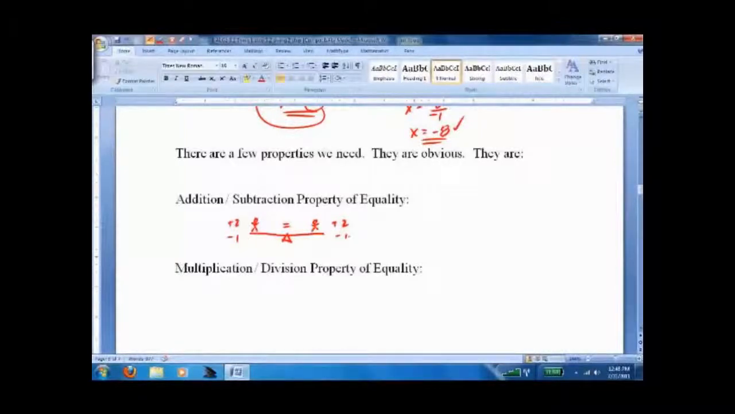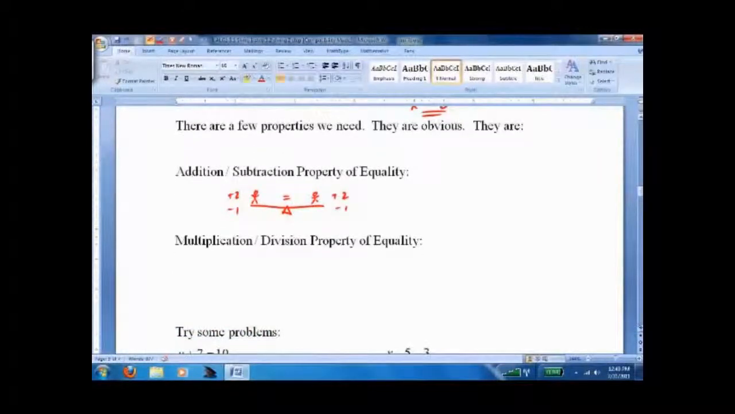It's a teeter-totter, whatever you want to call it, seesaw. It's got to stay balanced. Otherwise, you're not solving it properly. When you go to check, it won't work. Same thing applies for multiplication and division. Again, if we multiply by 3, then we have to multiply by 3. If we divide by 2, then we have to divide by 2 on the other side. And that's about it. They're called the addition-subtraction property of equality, and the multiplication-division property of equality. You probably don't need to memorize that.